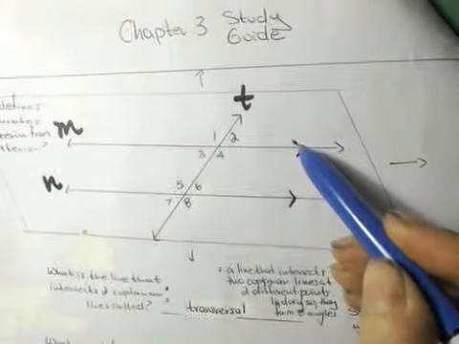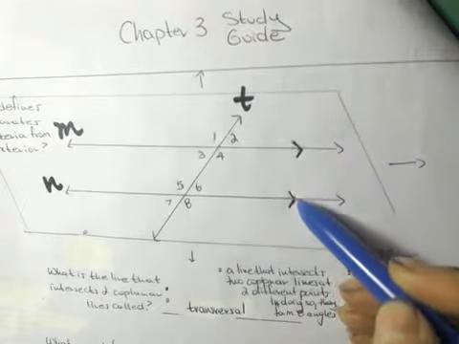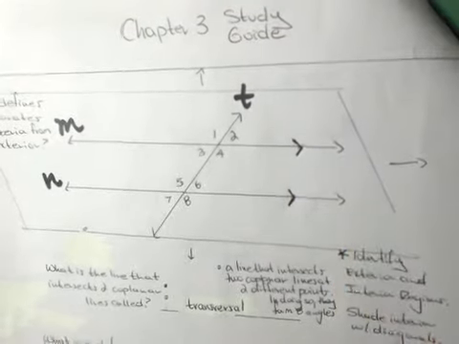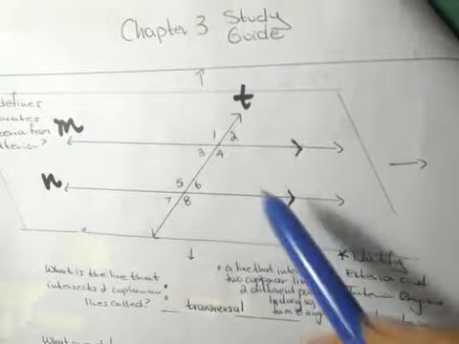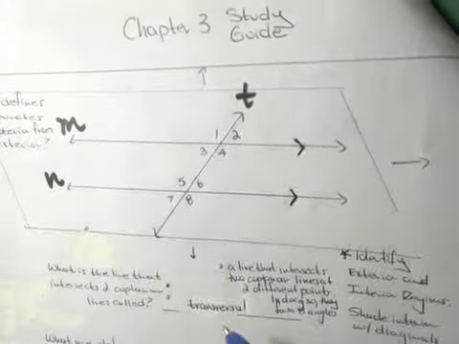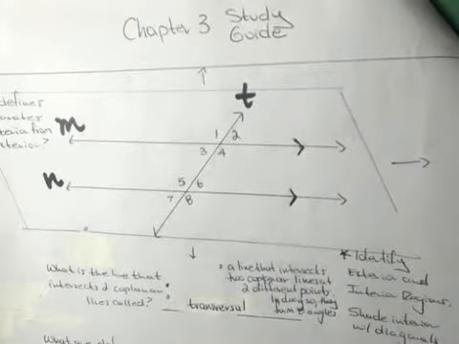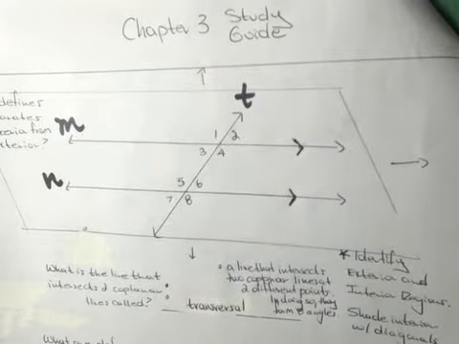All right, so we know that this is our transversal. We identify our parallel lines by these arrows that are through our two coplanar lines to show that they're parallel. We have 8 angles that are formed from the transversal, and now we have to talk about our angle relationships.